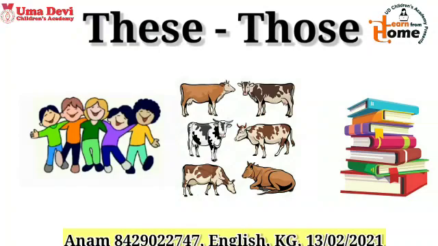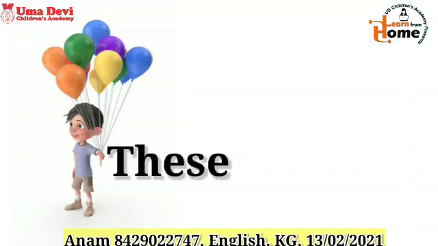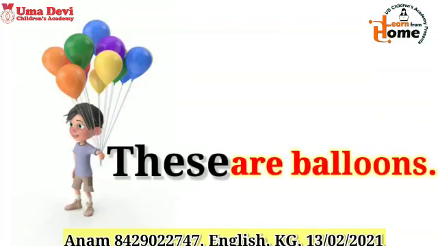Now let's see some examples. Children, look at this picture. Here you can see more than one balloon. Tell me, are the balloons near to him or far? Near to him. Tell me, what do we use when things are near to me? These. So here you can see balloons are very near to him. So you will use these. You will say these are balloons. Children, when things are near to us, we use these.